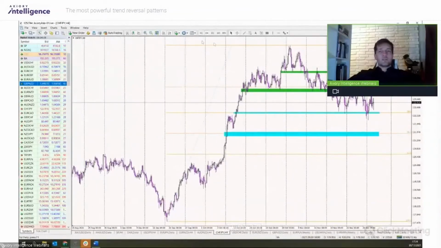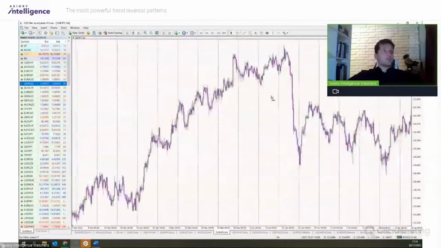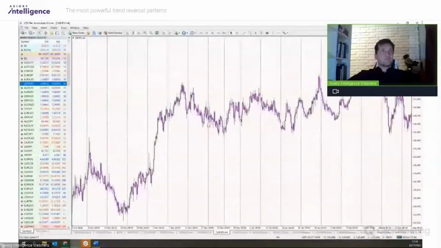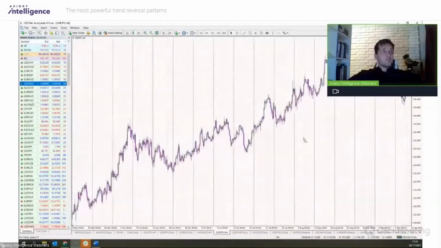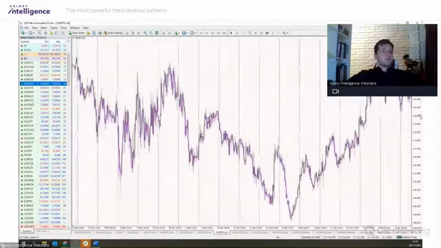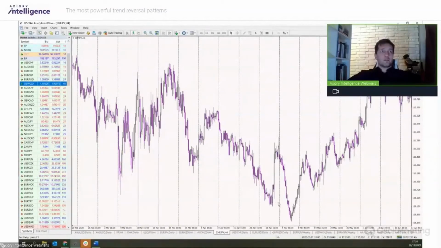Swiss franc to Japanese yen. Left shoulder, head, and the right shoulder. Downswing. Head itself is a head and shoulder pattern. So left shoulder, head, and the right shoulder. Absolutely beautiful. Downswing, left shoulder, head, right shoulder. Upswing, correction, upswing. Downtrend, inverse head and shoulder formation, uptrend.